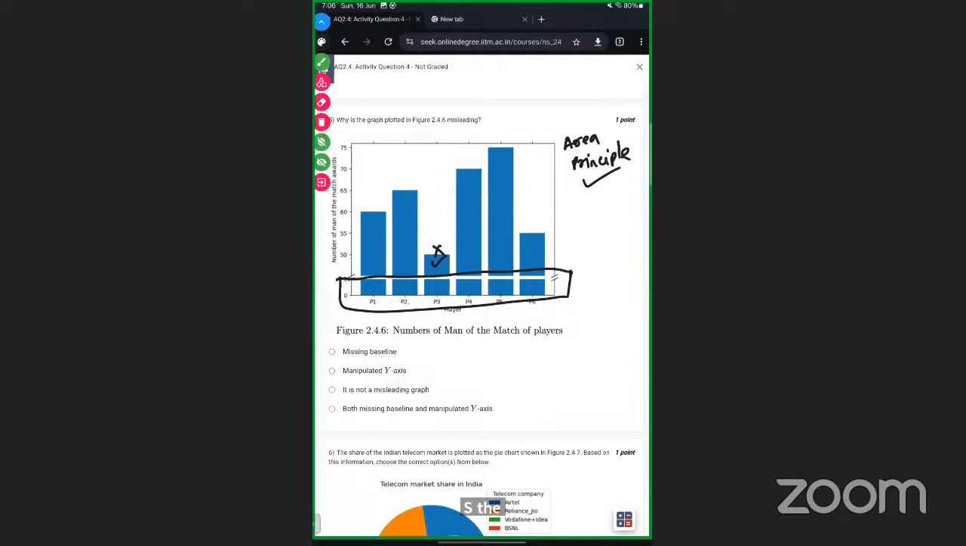Yes, it is violated. I mean, manipulation of the y-axis only represents the huge difference between the frequencies. So when it represents the huge difference, then yes.